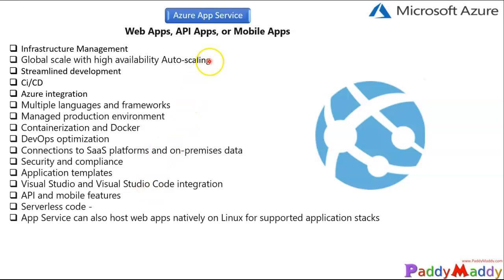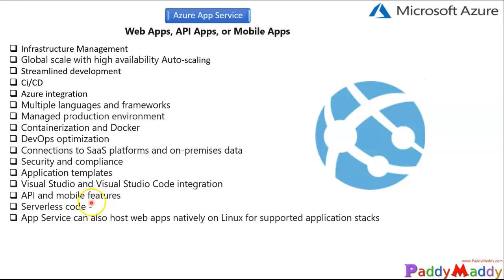When we talk about App Services or web apps, it can be API apps or mobile apps or web applications. So we're talking about all of these things. And you can also go for serverless code, which is a new thing within web apps now. You can run your code snippets or scripts on demand without having to explicitly provision or manage infrastructure. So you only pay for the compute time that your code actually uses.